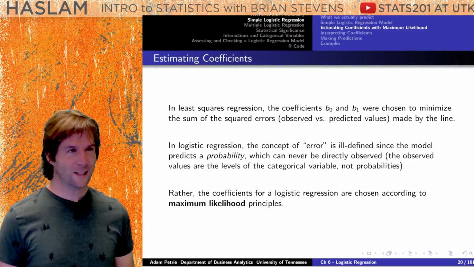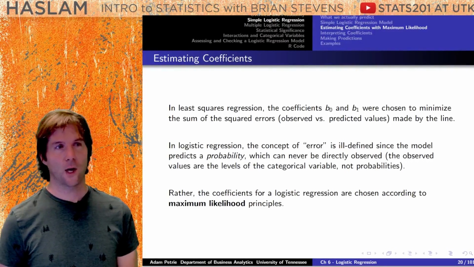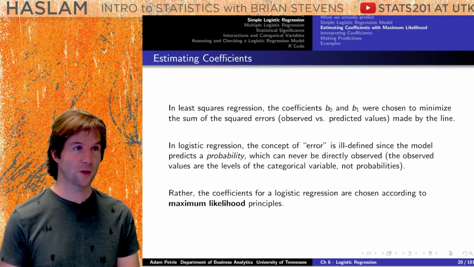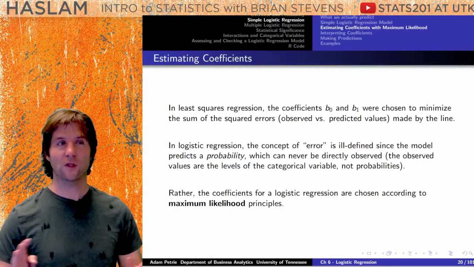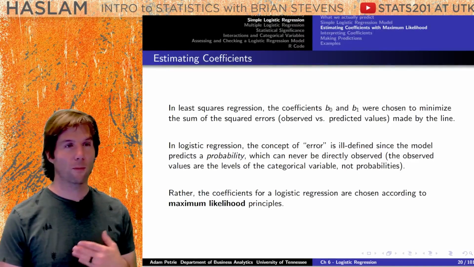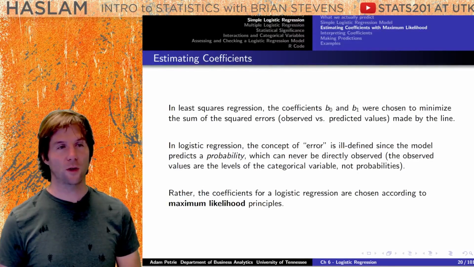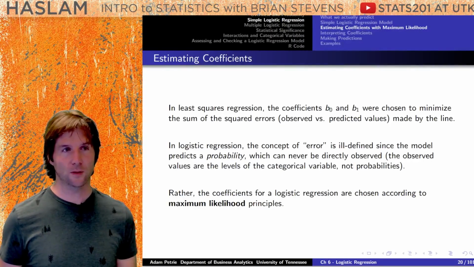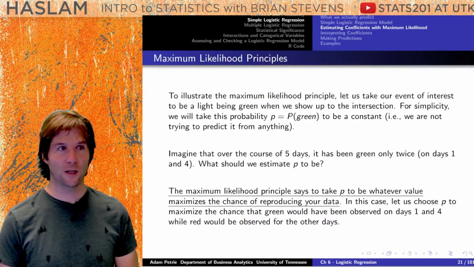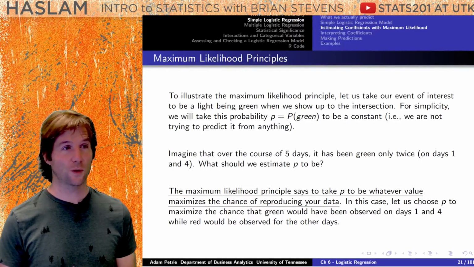Let's try to find the estimates for our coefficients in the model. Now in linear regression, it's easy. We choose the coefficients that minimize the sums of the squared error. But we don't have sums of squared error anymore because that's for a quantitative y. We're dealing with probabilities now, so we're going to use what is called the maximum likelihood principle. In the maximum likelihood principle, you're trying to replicate your data with the coefficients you choose for your model.